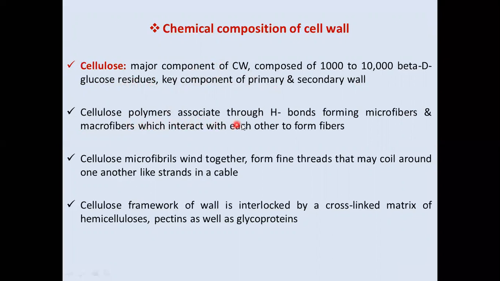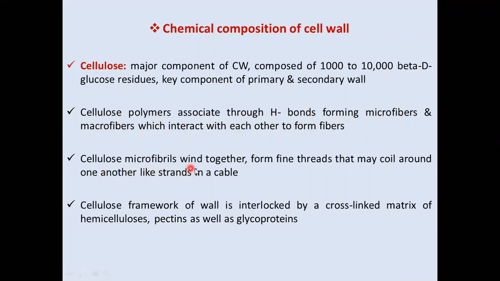Cellulose polymers associate through hydrogen bonds, forming microfibers and macrofibers, which interact with each other to form fibers. So different cellulose polymers associate with each other through hydrogen bonds to form microfibers, microfibers associate with each other to form macrofibers, and macrofibers associate with each other to form fibers.